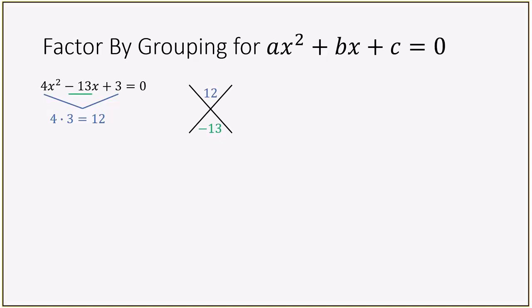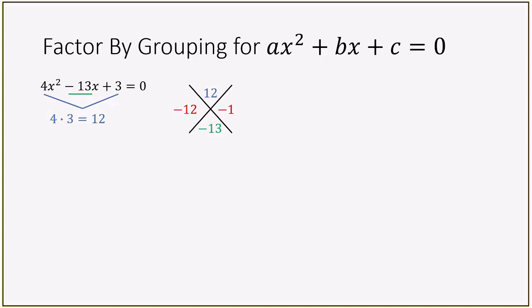And now I play the same game that I played on the previous slide. I want to find two things that multiply to get me 12 and add to get me negative 13. Well, I've obviously done this problem before, but that might take you some time. Eventually, hopefully, you'll be able to guess, well, negative 12 times negative 1 gets me 12, and negative 12 plus negative 1 gets me negative 13.